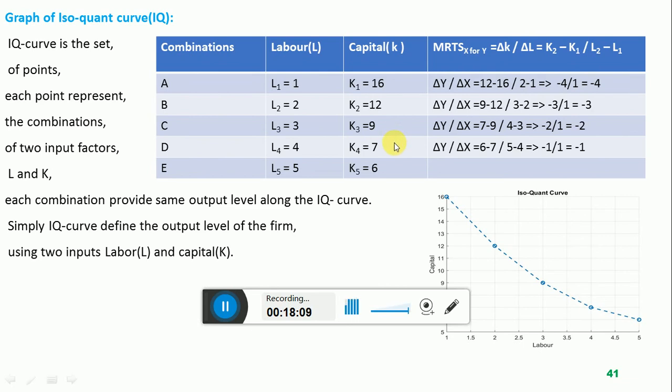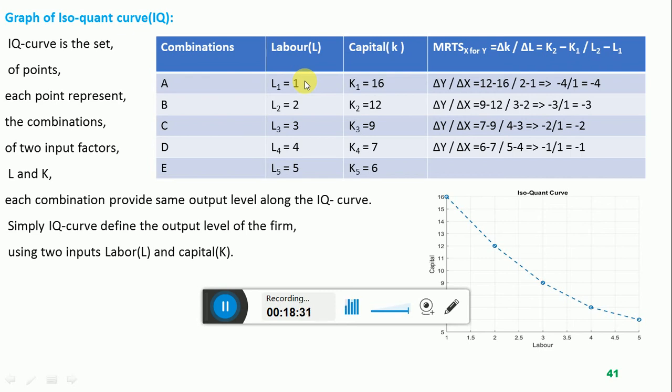So it means the rate of substitution is diminishing. First combination 4 rate of substitution, second 3, 2 and 1. This rate of substitution is diminishing. Why? The reason is this: in the beginning machines are more, labor is small, so this one labor cannot operate the machine. MPK, the marginal product of capital, is small and MPL, the marginal product of labor, is large.